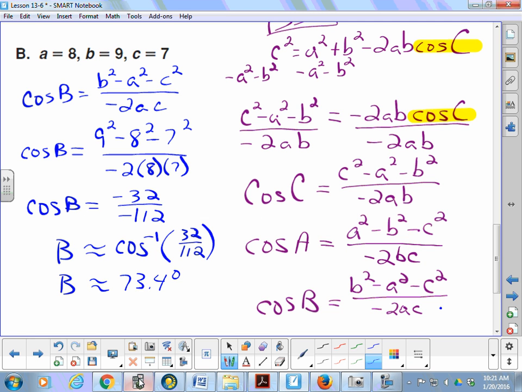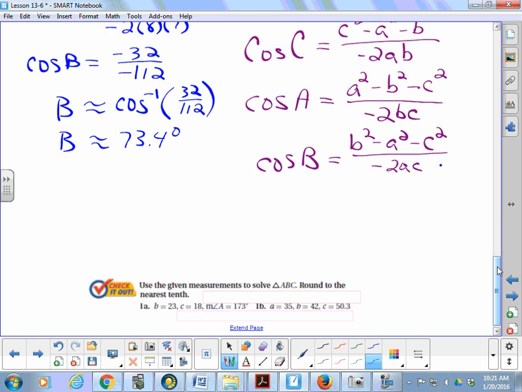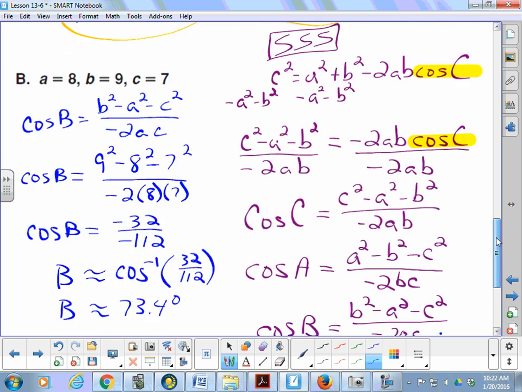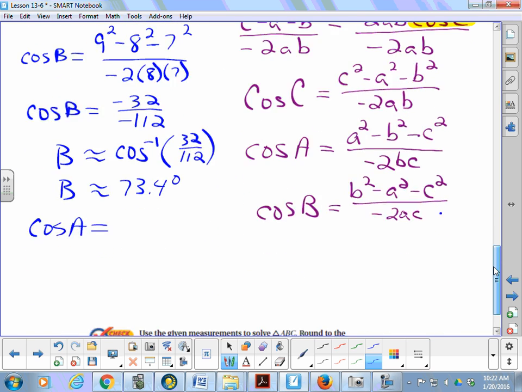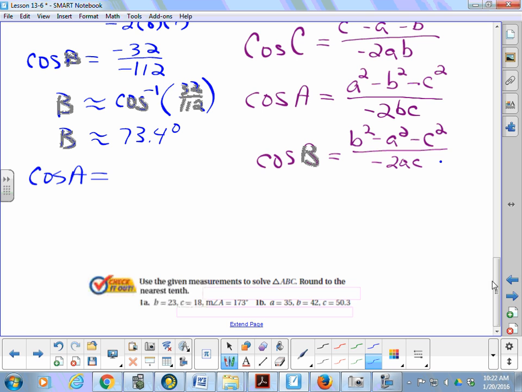Okay, so now, what's your next favorite letter, Jasmine? A? All right, so now we'll find A. Cosine of A equals, we know it's A squared minus B squared minus C squared over negative 2BC. So all I need to know is which one is side A, and that's 8. So 8 squared minus 9 squared minus 7 squared over negative 2 times 9 times 7.